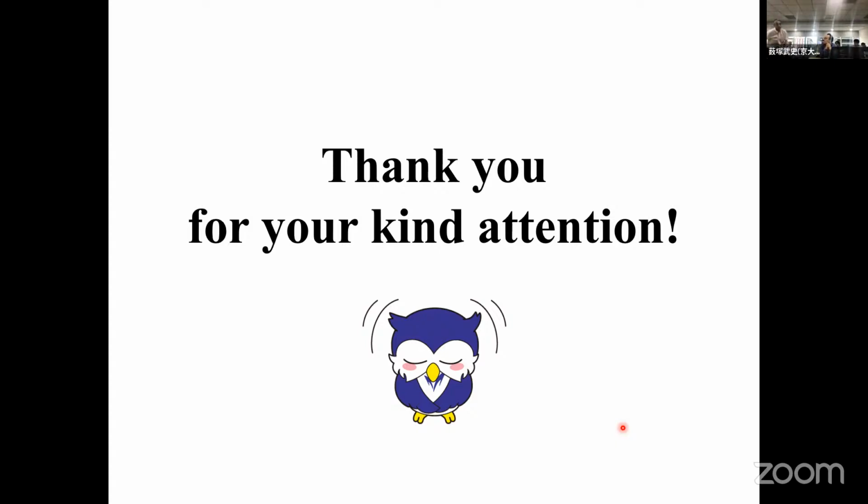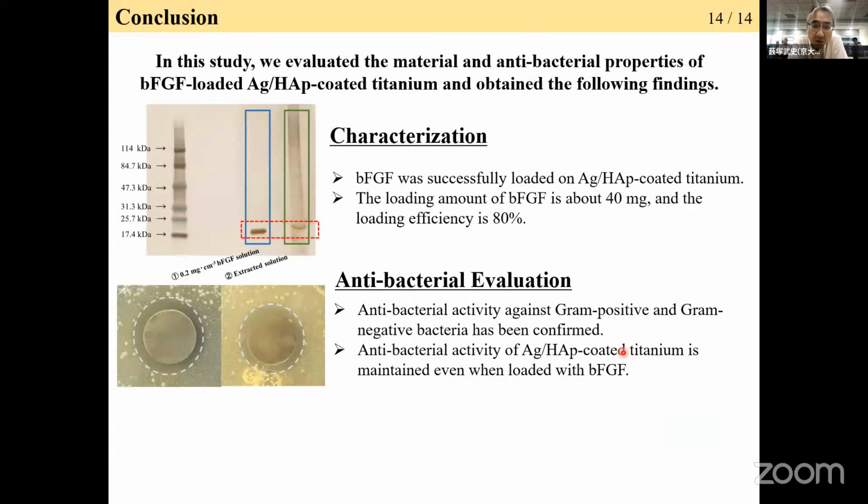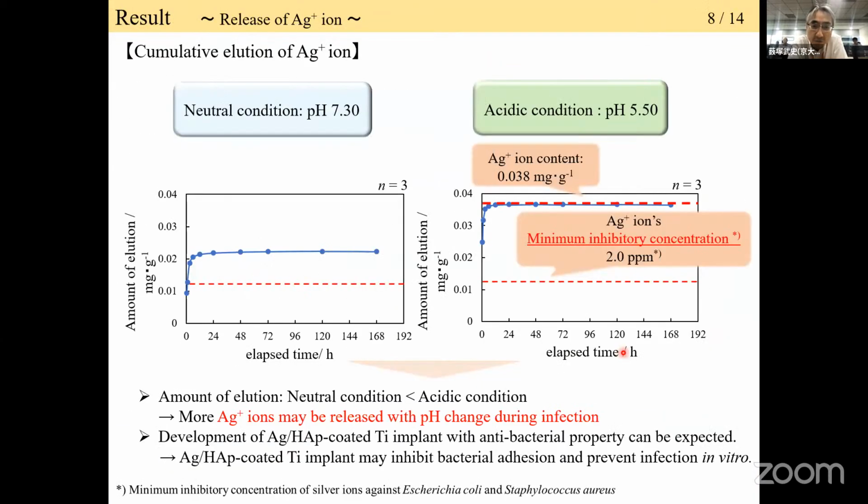Yes, Professor. Thank you very much. I'm Kawashita from TMDU. Thank you very much for a very interesting talk. Could you show me again the release profile of silver from your material? This means that your material can release silver ions rapidly into the body environment, right? Yes. With such a rapid release, I'm afraid of the cytotoxicity of your material. Therefore, I think controlled release would be needed for your material. What do you think about that?